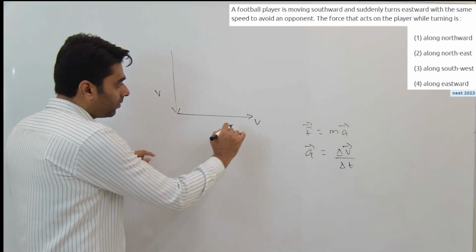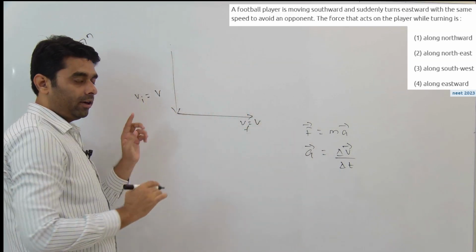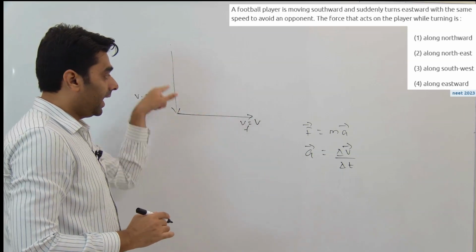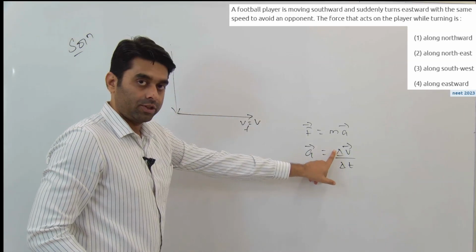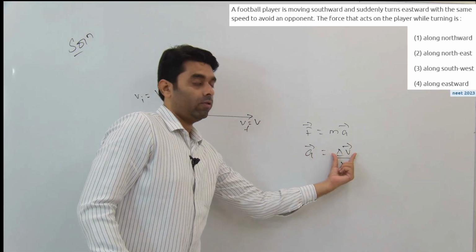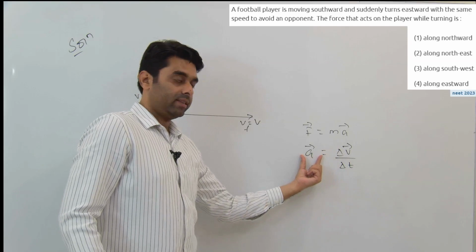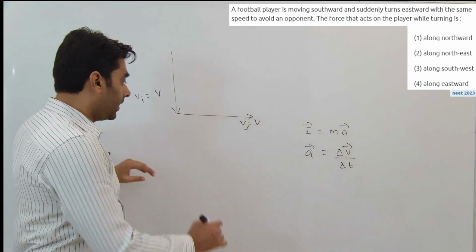So this is your V final and this is your V initial, and magnitude wise speed is the same, but the direction has changed, so velocity also changes. So if we can find out the direction of change of velocity, not of velocity, the direction of change of velocity, we will get the direction of acceleration. If we get the direction of acceleration, that is the direction of force. Let us see delta V.